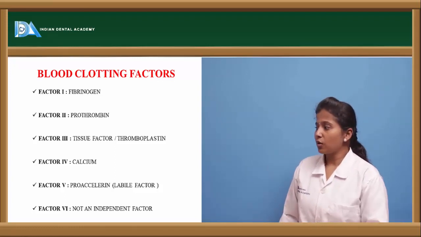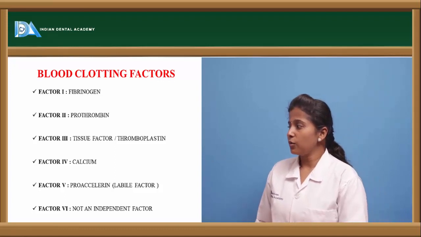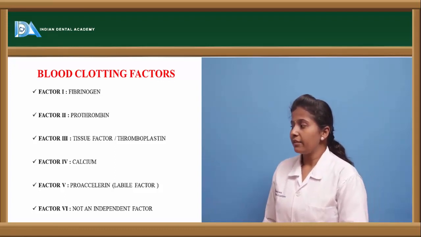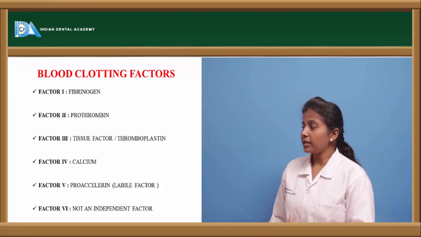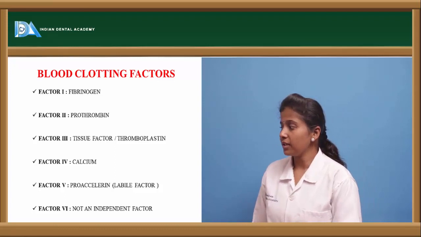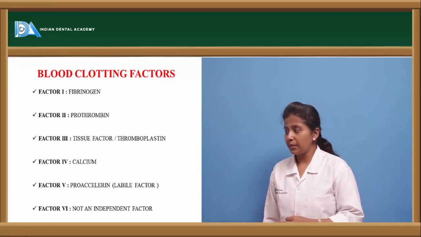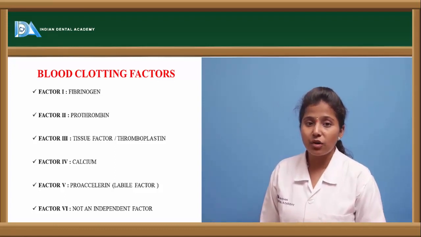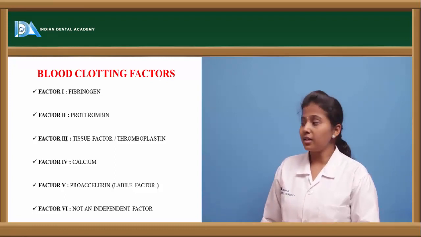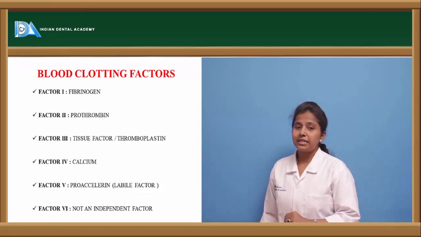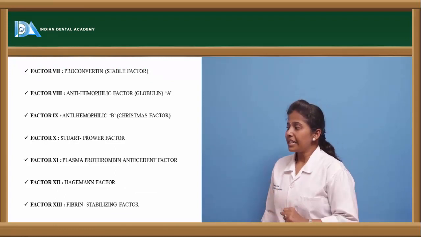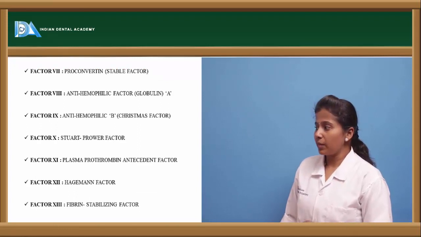Factor 1 is called fibrinogen, factor 2 is prothrombin, factor 3 is tissue factor or thromboplastin, factor 4 is calcium, factor 5 is proaccelerin, which is also called the labile factor. Factor 6 is not an independent factor. The name is not yet given, but nowadays research shows that factor 6 is given a name called accelerin. Factor 7 is proconvertin or stable factor.